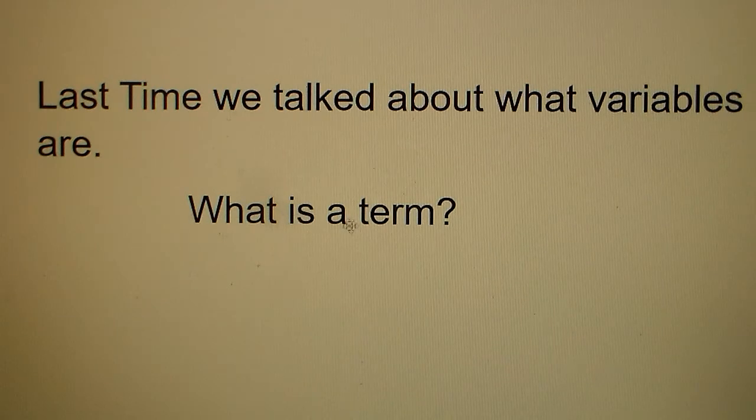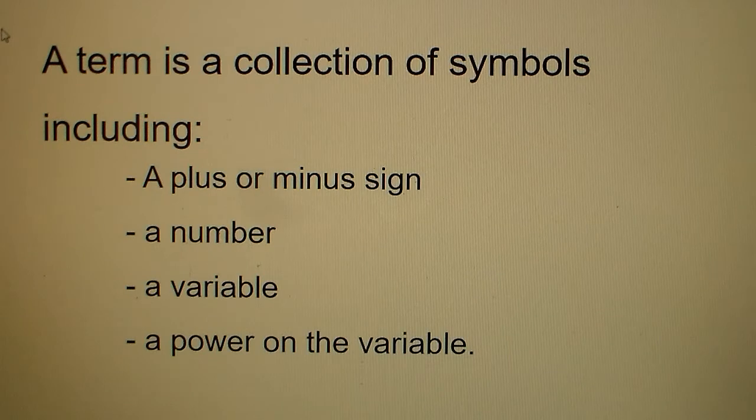But now what is a term? A term consists of a sign, a number, a variable, and a power. Now you heard a little bit about powers in middle school, and you know about signs and numbers, and we just talked about variables. So we're just going to put some of those pieces together and make a term. A term is a collection of symbols, including a plus sign or a minus sign, a number, a variable, and a power. Just like I said.